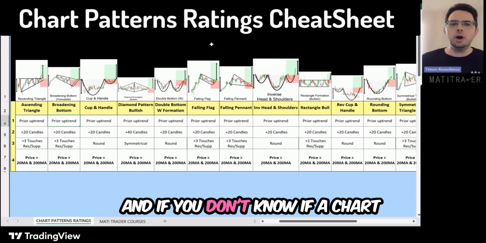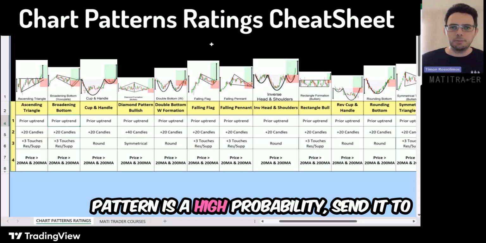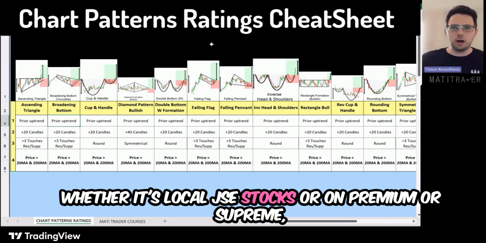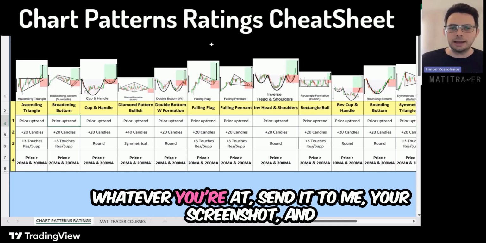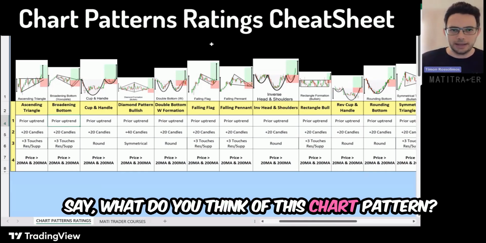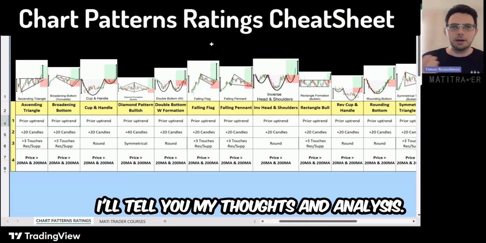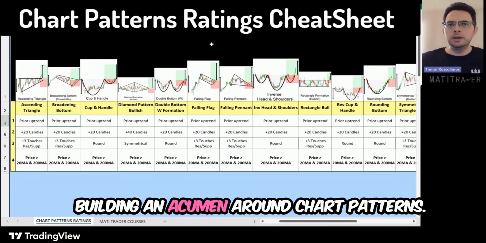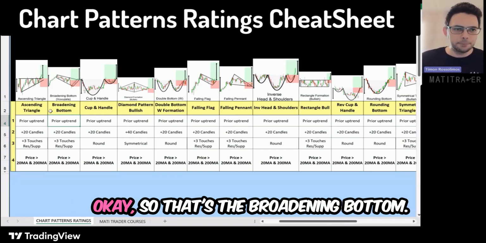And if you don't know if a chart pattern is high probability, send it to me in the Discord under chat, whether it's local JC stocks or on Premium or Supreme, whatever you're at. Send me your screenshot and say, what do you think of this chart pattern? I will give you the rating, I'll tell you my thoughts and analysis, and then you can also start building an acumen around chart patterns, okay? So that's a broadening bottom.